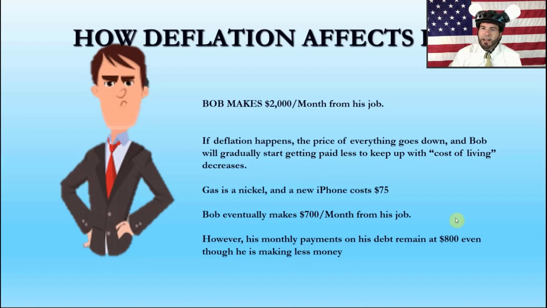Like, hey, gas is a nickel. Great. A new iPhone, brand new, the iPhone 42 or whatever it'll be, $75. Instead of being over $1,000, it's $75. Hooray! However, Bob, instead of making $2,000 a month, now only makes $700 a month for his job because everything's so cheap. How much is his debt? His monthly payments on his debt are still $800 a month. That does not change. Yet he only makes $700 a month. Uh-oh. That's not good for Bob, who's in debt.